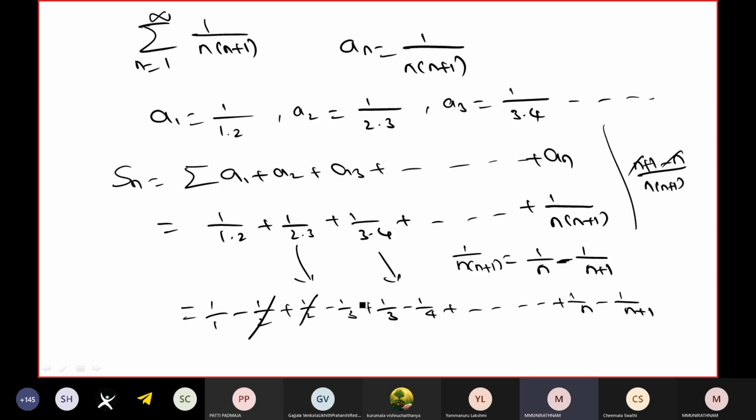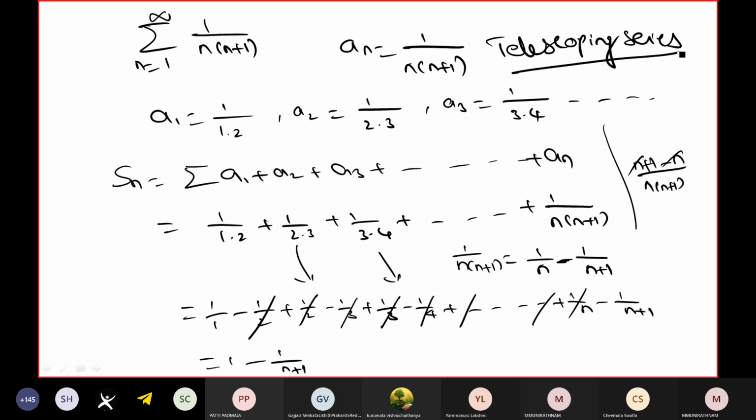This is 1 minus 1 by 2 plus 1 by 2, minus 1 by 3 plus 1 by 3, minus 1 by 4 plus 1 by 4, up to minus 1 by n plus 1 by n. So what is finally I have? ఇలా adjacent terms cancel అయితే దీన్ని ఏమంటారంటే టెలిస్కోపిక్ సిరీస్ అంటారమ్మా. ఇక్కడ రాసి పెట్టుకోండి. The telescopic series converges if the sum is finite.